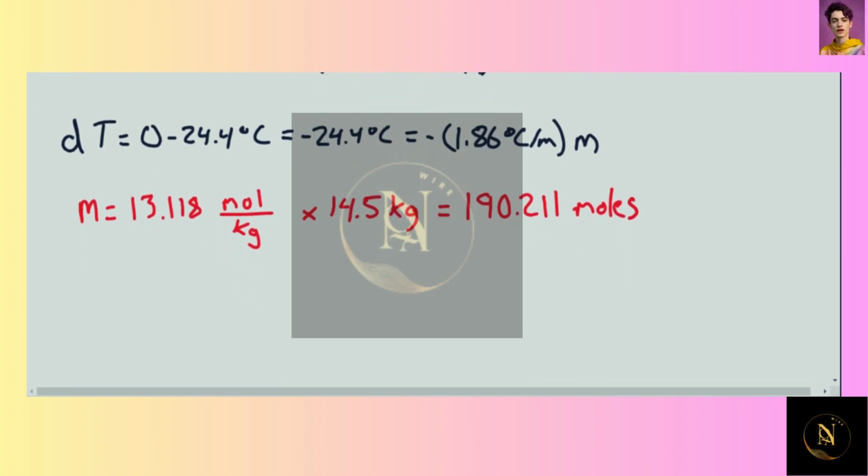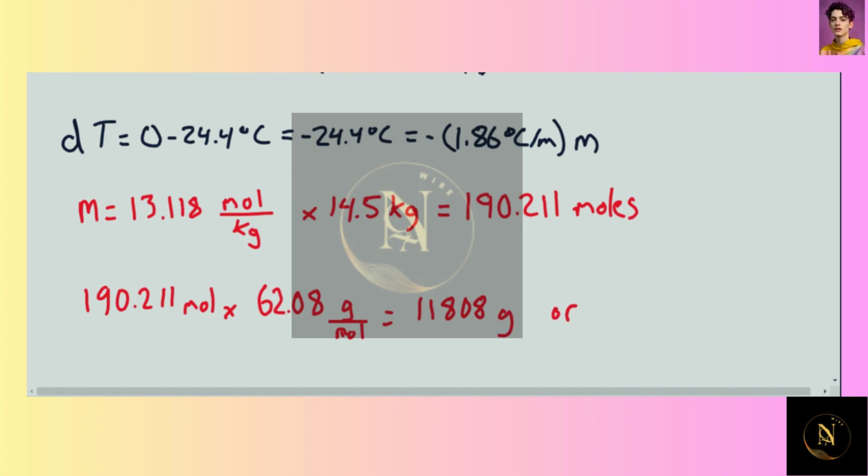So the last thing we need to do is to convert this to a mass. 190.211 moles times the molar mass of ethylene glycol, which is 62.08 grams per mole. And that gives a value of 11,808 grams, or 11.81 kilograms of ethylene glycol.